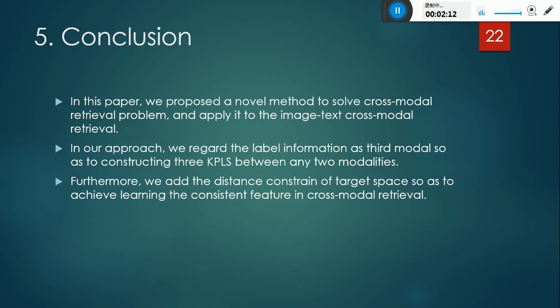Next, I'd like to give a conclusion about our paper. In this paper, we propose a novel method to solve the cross-modal retrieval problem and apply it to image-text cross-modal retrieval. Secondly, in our approach, we regard the label information as a third modality, so as to construct three KPLS models between any two modalities. Furthermore, we add a distance constraint on the target space so as to learn consistent features in cross-modal retrieval.